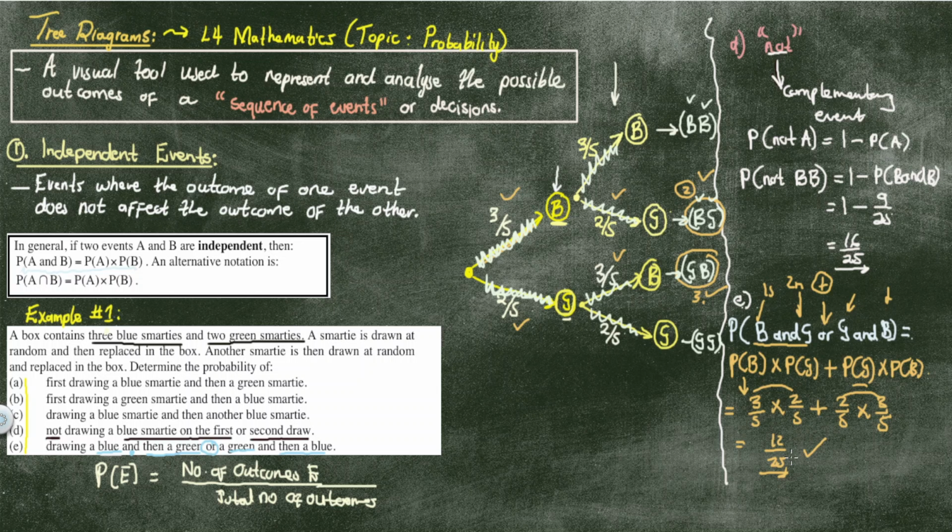So this was an example on our independent events. Do you have any questions before we move on to our dependent events?